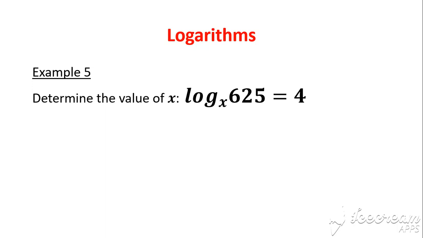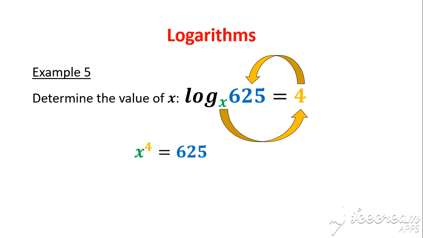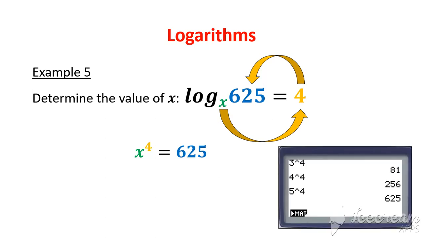Right, here's another exam type question. Determine the value of x. Log in base x, so we don't know the base, of the number 625 equals a power of 4. So again, I use my little arrows. x to the power of 4 is equal to 625. So I'll write down x to the power of 4 is equal to 625. And then I just guess and check. 3 to the power of 4, 4 to the power of 4, 5 to the power of 4 works. So x must be equal to the number 5.